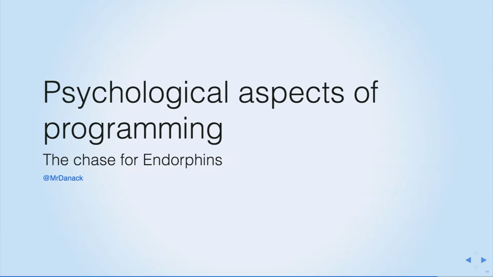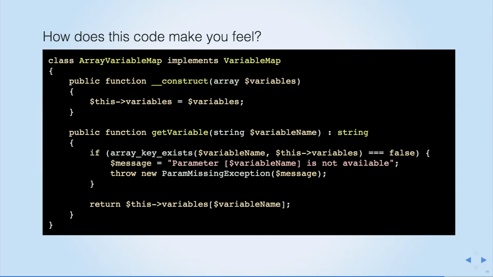So the final thing I want to talk about is something I talked a bit about yesterday, and that's how emotions affect how you program. Pretending that emotions don't affect what code you write or what code you want to write is not a good strategy. How does this code make people feel?